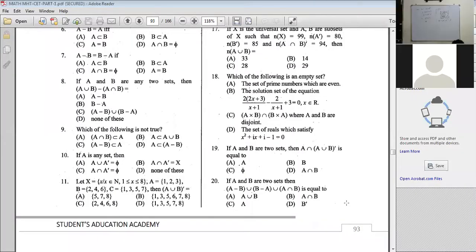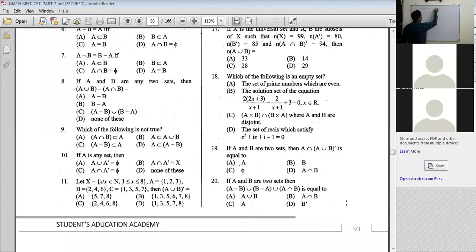Observe problem number 20. (A minus B) union (B minus A) union (A intersection B) is equal to how much? A union B, good. What does this area represent? Just observe this.